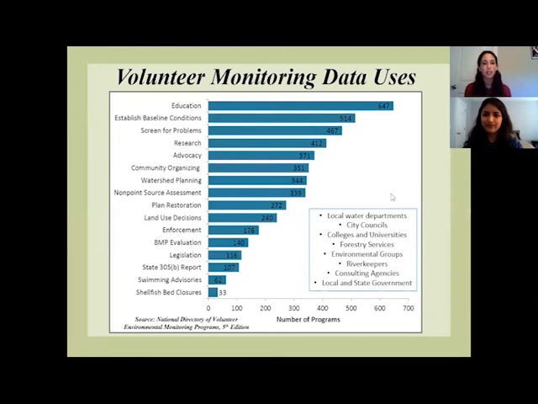And this is a really cool graphic that just shows how volunteer monitoring data is used. So we just want to let you know that your data is not going into a void. It's not just sitting in a cabinet. It is actually being used for educational purposes, and like we talked about at the beginning, establishing those baseline conditions. Five scientists could not go out and collect all the data that you guys do. So it's so important to have your feet on the ground in the field. And it really is useful and so helpful for all of these different reasons, and probably even more.